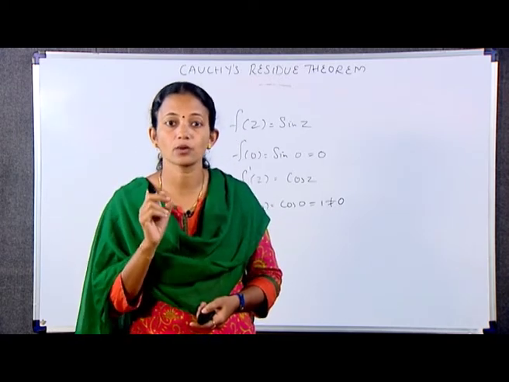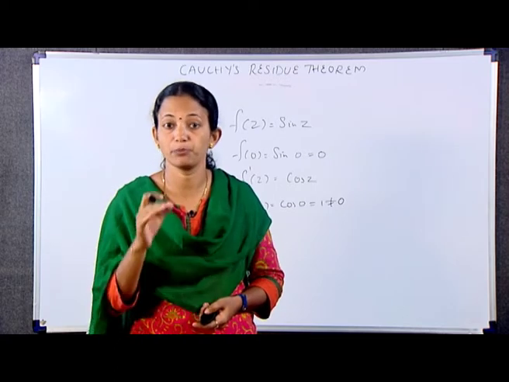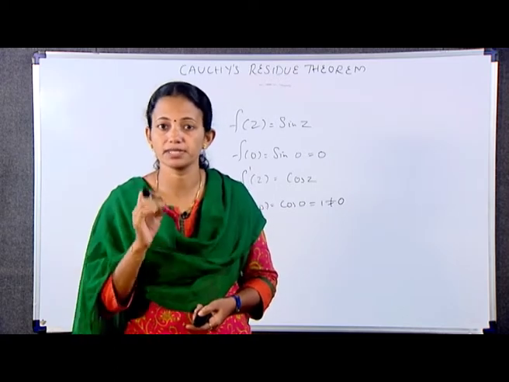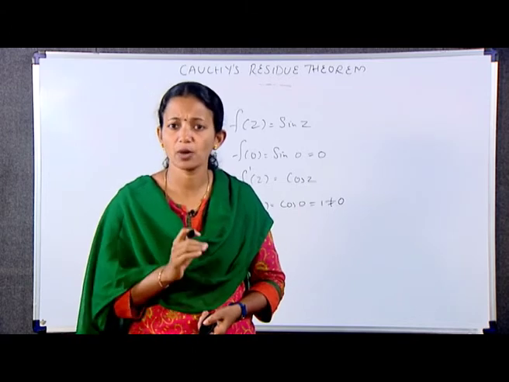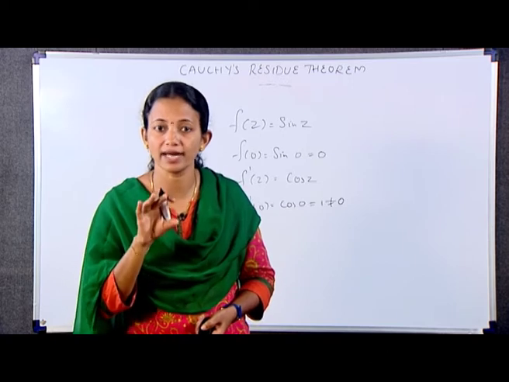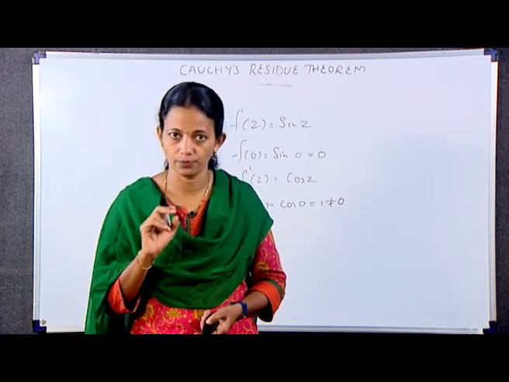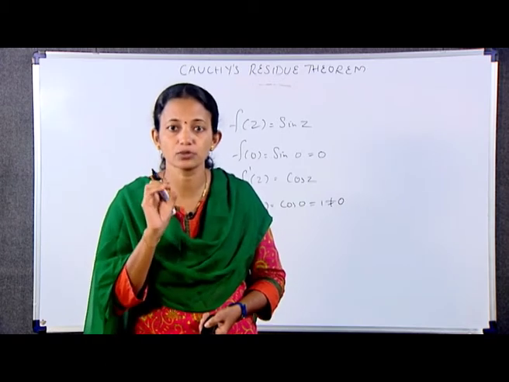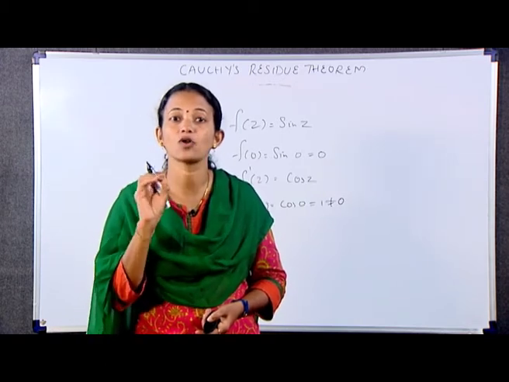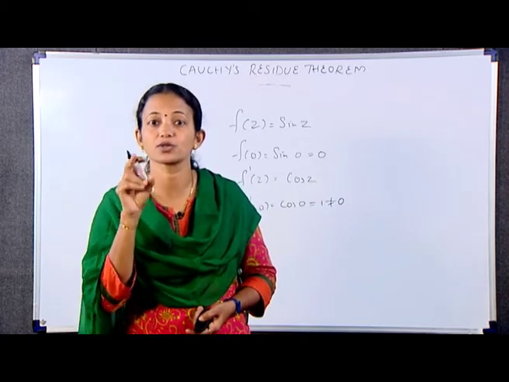A zero of order 1 is also called a simple zero, not pole, simple zero. In the above example, though f double dash of z is equal to minus sin z and f double dash of 0 is equal to 0, don't jump to the conclusion that f has a zero of order 3 at z is equal to 0, as f dash of 0 is not equal to 0.